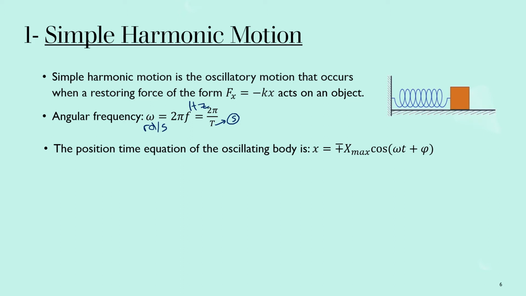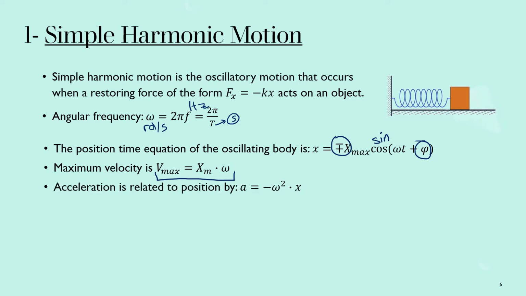The position time equation of an oscillatory body or motion is given by x equals plus or minus x max, cosine or sine omega t plus phi. Usually you notice that this phi, which is known as the initial phase, is to be dropped. Maximum velocity is given by the equation Vmax equals x max times omega. We do not need to go into the details of how velocity is derived. It's simply the derivative of x.